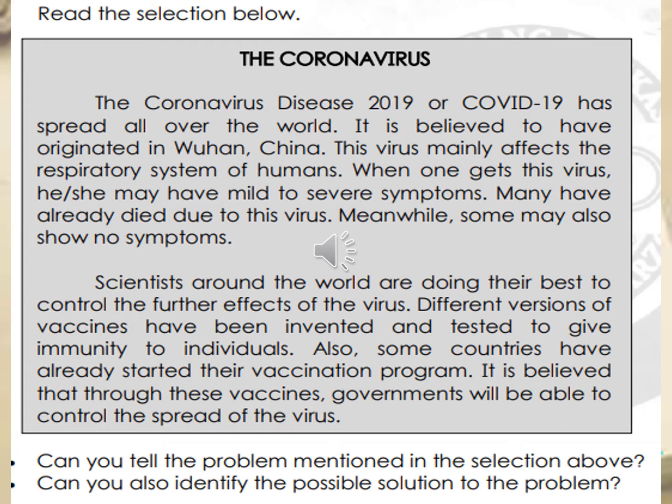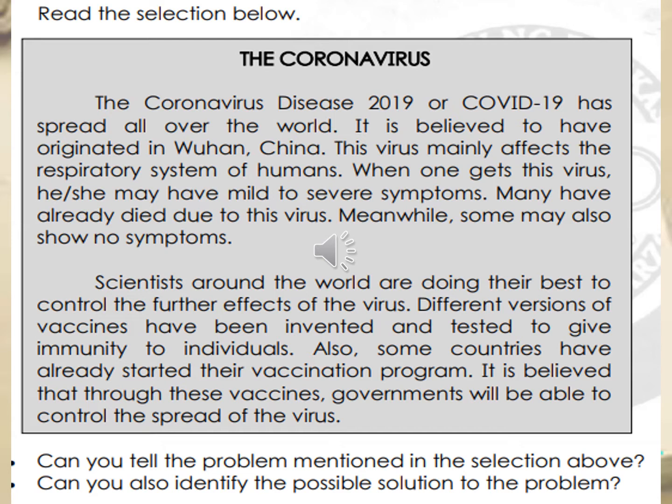Let's read the selection below. The title is The Coronavirus. The coronavirus disease 2019 or COVID-19 has spread all over the world. It is believed to have originated in Wuhan, China. This virus mainly affects the respiratory system of humans. When one gets this virus, he or she may have mild to severe symptoms. Many have already died due to this virus. Meanwhile, some may also show no symptoms.